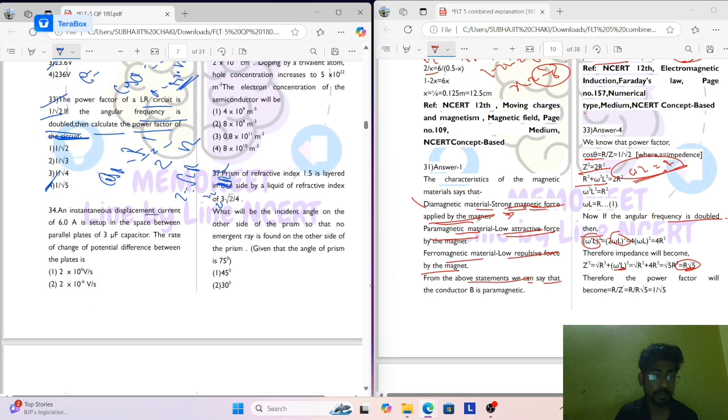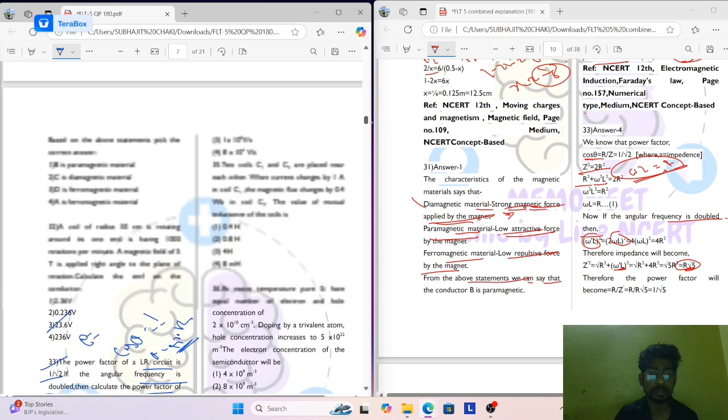Instantaneous displacement current ID is given as 6. The spacing between parallel plates is 3 micro. The rate of change of V equals what? ID equals C dV by dt. dV by dt equals ID by C. 6 by 3 means 2 into 10 to the power minus 6. Sorry, plus 6. Option number 1 will be our correct option here.